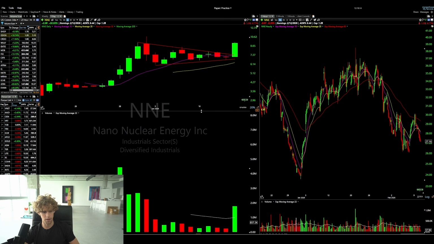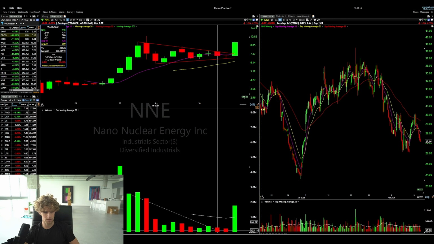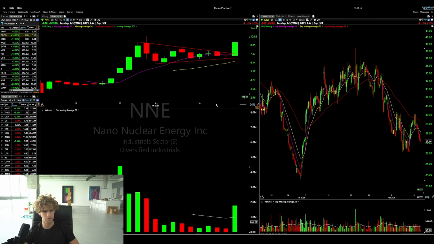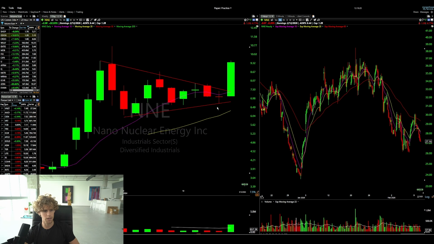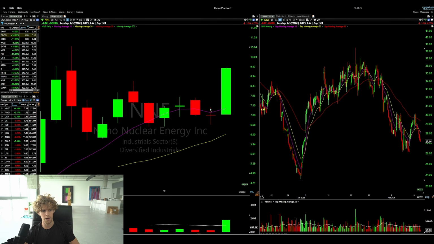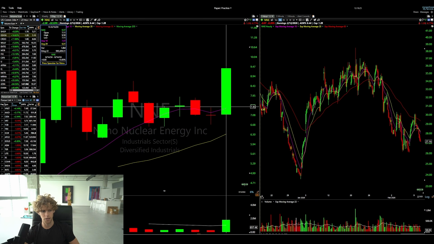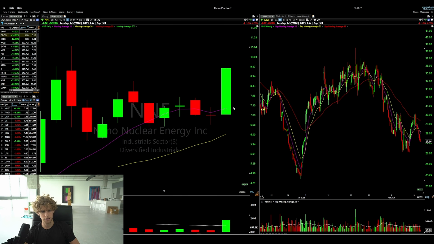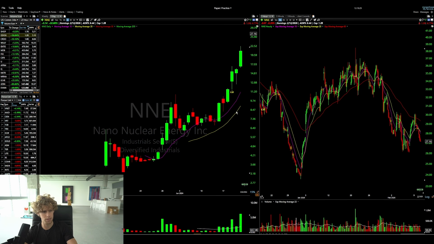Check out this volume drop off. Beauty, picture perfect. Volume's just trickling down, breaks out on this day. High volume breakout day here. As soon as it's breaking the previous day high and/or breaking out of the range, you buy it. Stop loss goes at the low of day. Tiny little bit of risk there. Let's check out the outcome of this one.